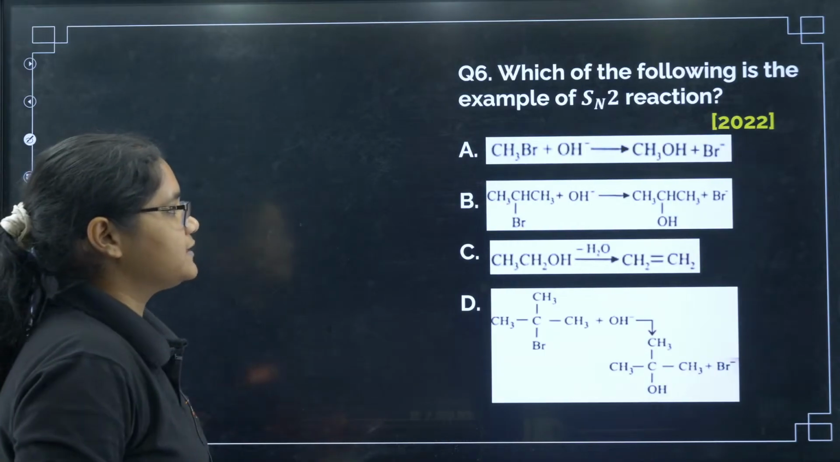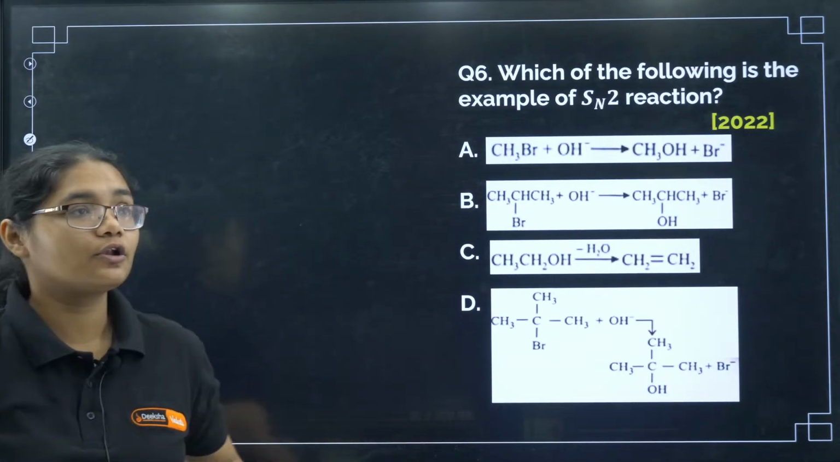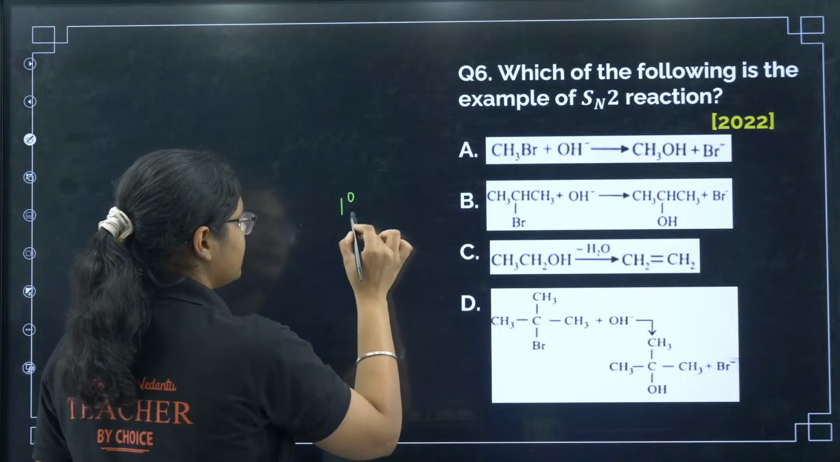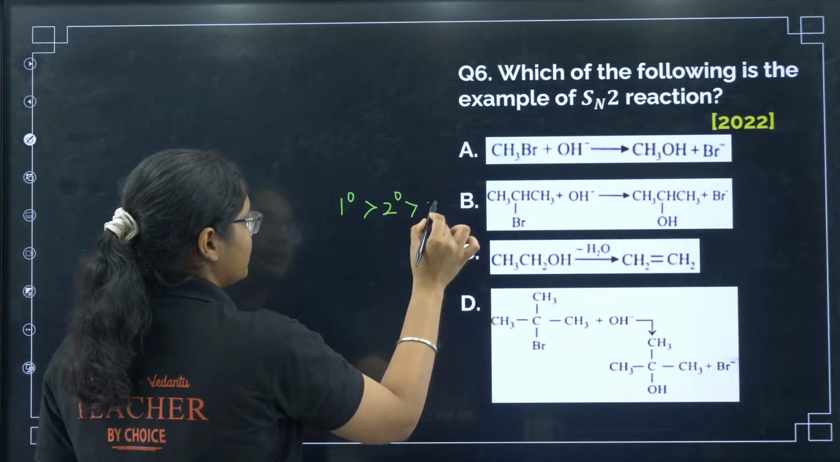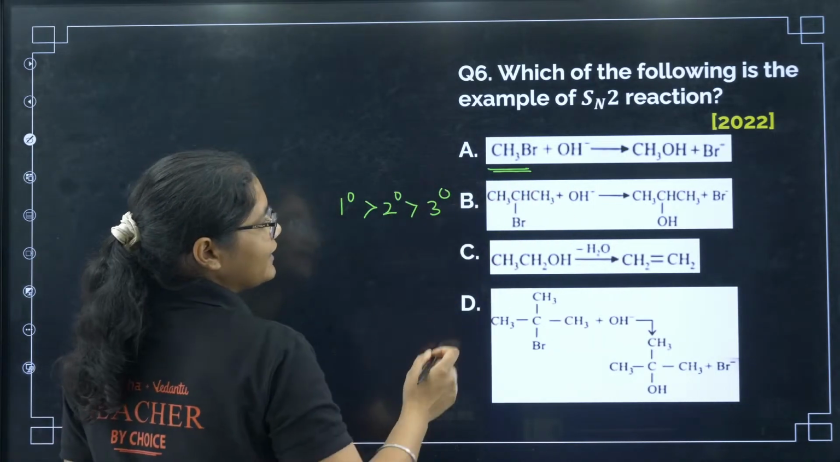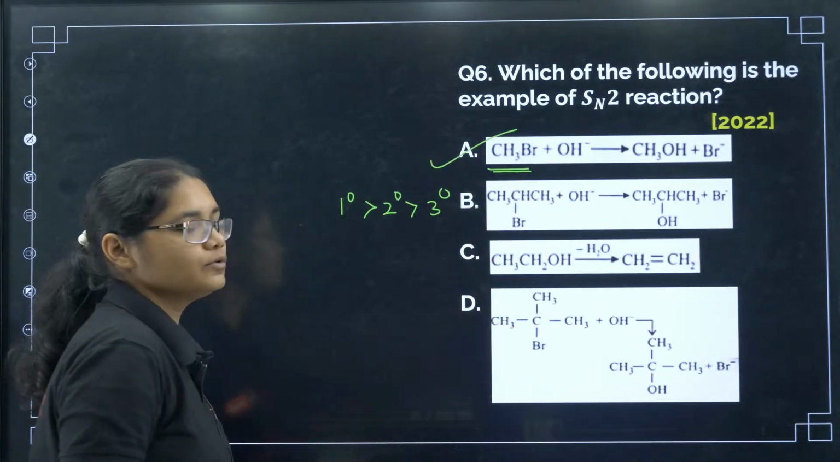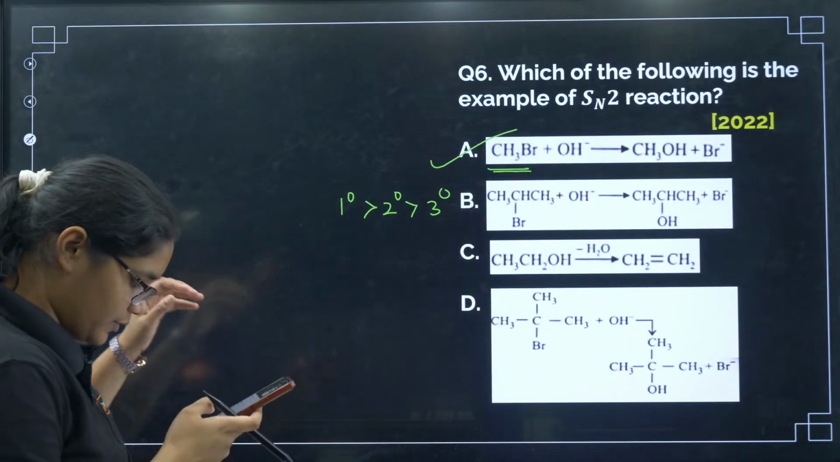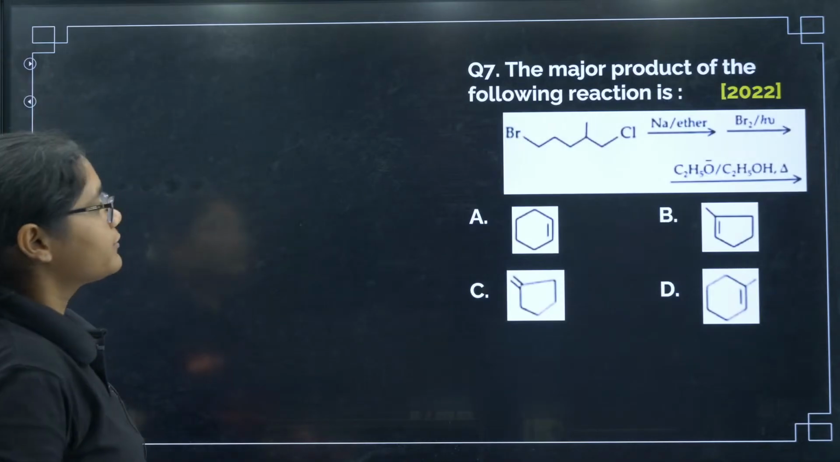Next, question number 6. Which of the following is an example of SN2 reaction? So all of we know SN2 reaction, primary halides will undergo SN2, right? So this one is a primary halide, so obviously this one will undergo SN2, so option number A here.